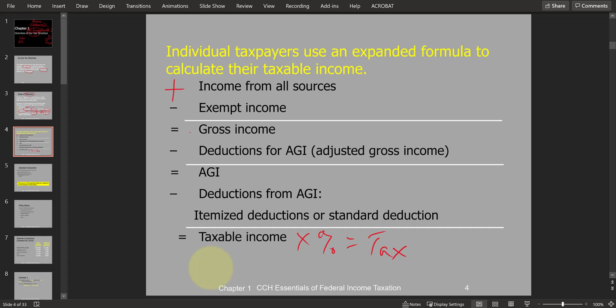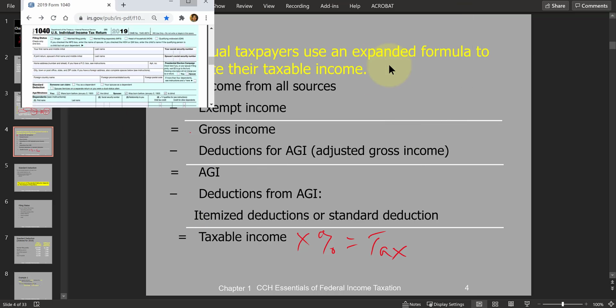But what I want to do for the next few minutes is to take a look at the form, even though it's not introduced to us until chapter 2. And you'll see all of the same terms you see on this screen also on the tax form. So let me pull in my tax form here.